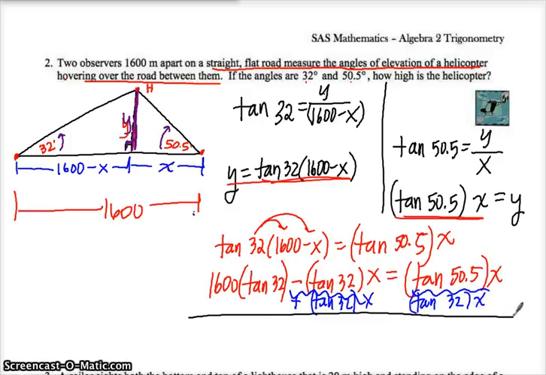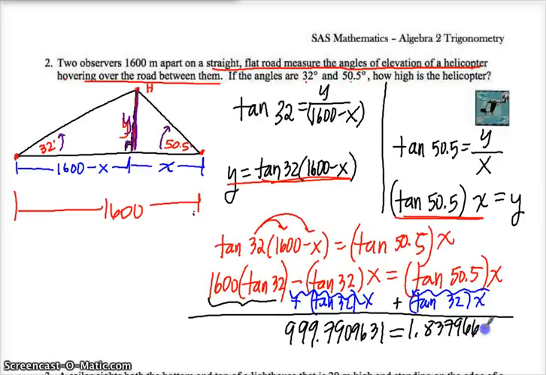So now you just have to punch all of this into your calculator. So literally punch 1600 times tan of 32. When I punched 1600 times tan of 32, I got 999.79099631. And then here, I'm going to do tan of 50.5 plus tan of 32. So you should have gotten 1.837966356x. So now what do I do to both sides? I divide each side by 1.8, etc.